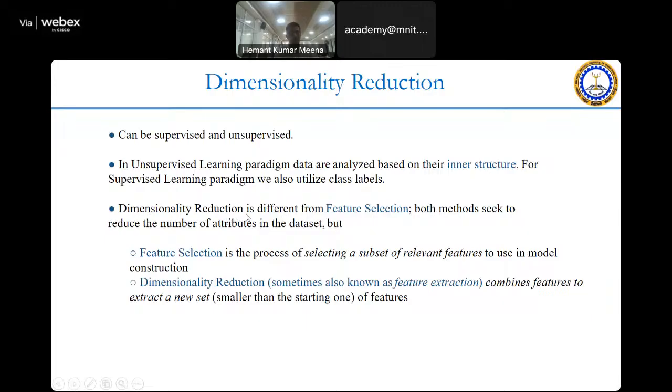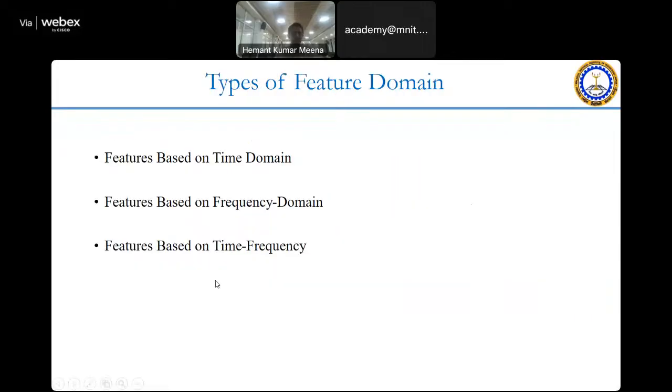Dimensionality reduction is different from feature selection. Both methods seek to reduce the number of attributes in the data set. But feature selection is the process of selecting a subset of relevant features to use in model construction. Dimensionality reduction combines features to extract a new set. Here you don't pick up. Remember, this type of question can be in your quizzes. These types of important things.